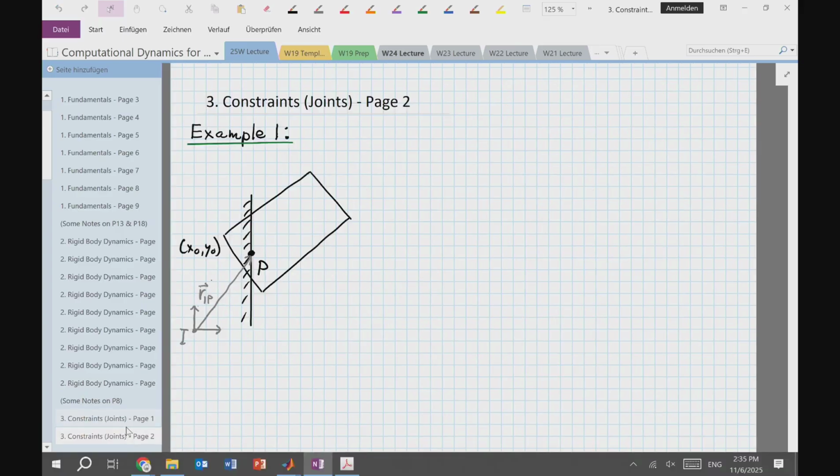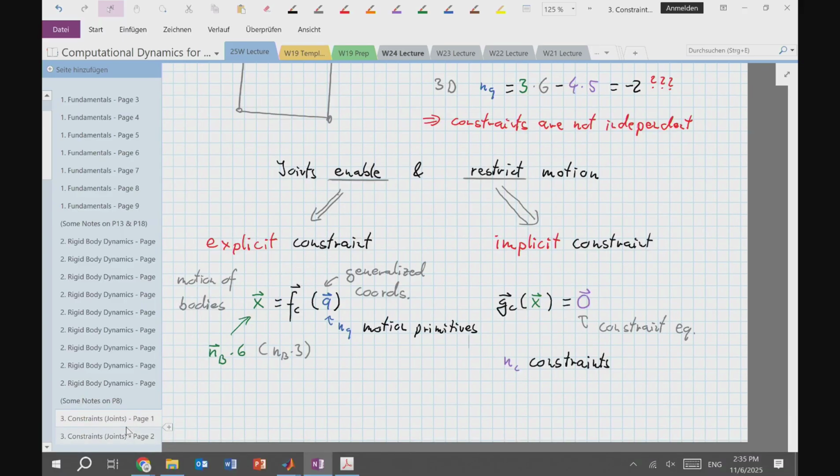Question? Yes? nb is the number of bodies, right? Yes. Is there a reason why there's a vector sign on top of it? No. And second question. Yes. So a joint must exactly constrain all the motion in that degree of freedom, or can it work as an extra stiffness, like a spring, or? Okay.